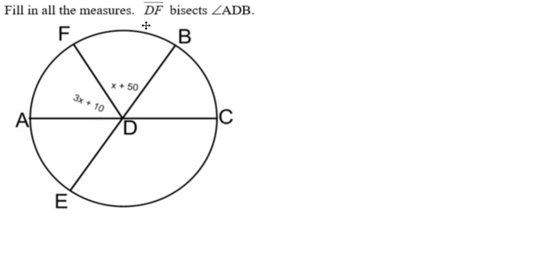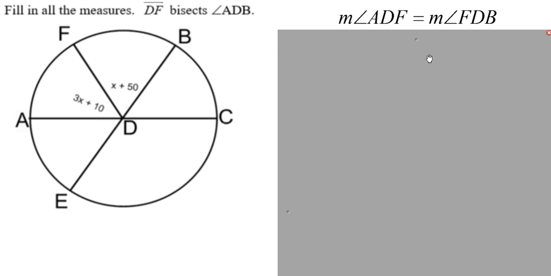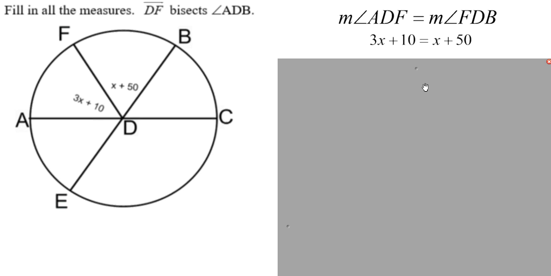The key comes from this, segment DF bisecting angle ADB. When we have an angle that's being bisected, we know that it should be divided into two equal pieces. So angle FDB should be equal to angle FDA. So that's how we could write an equation to solve for x. So 3x plus 10 is equal to x plus 50.